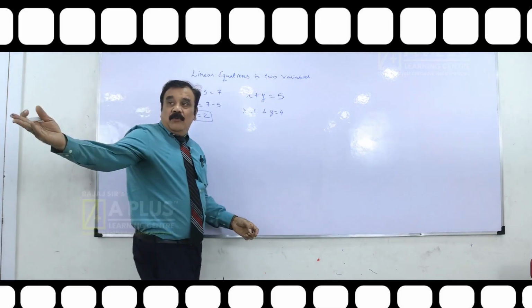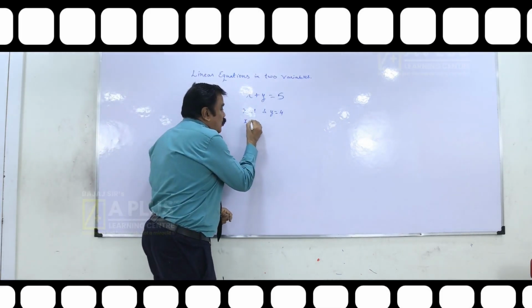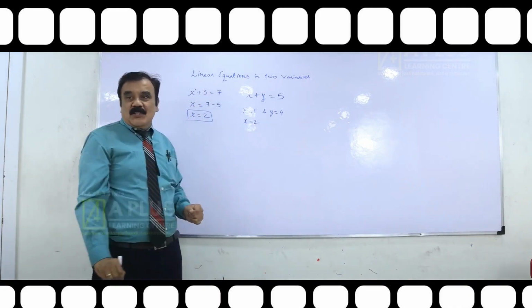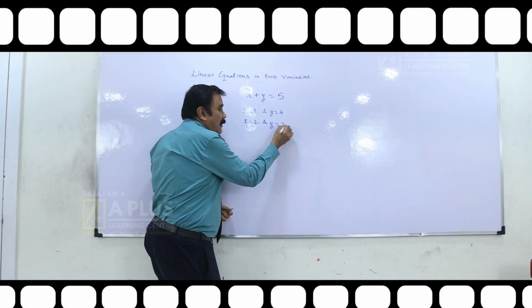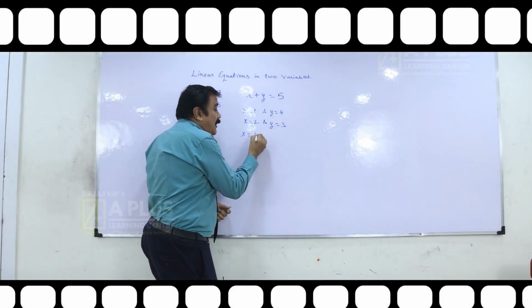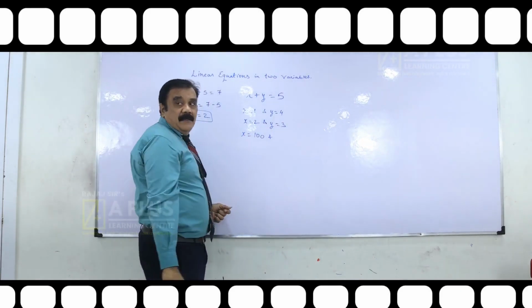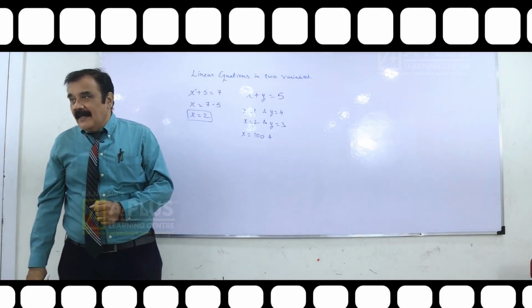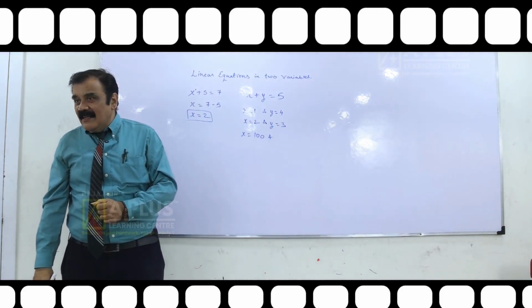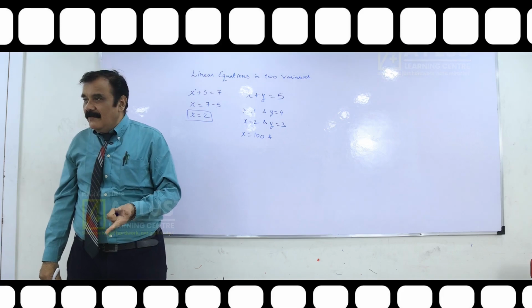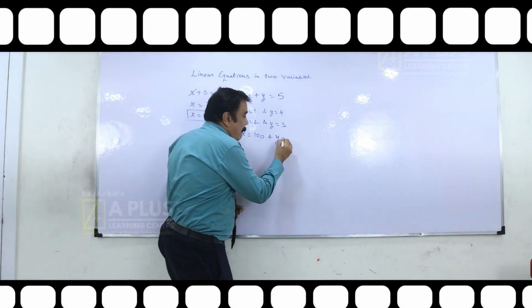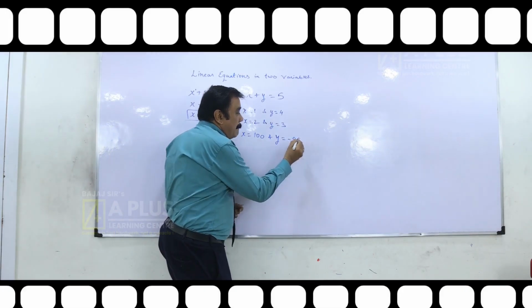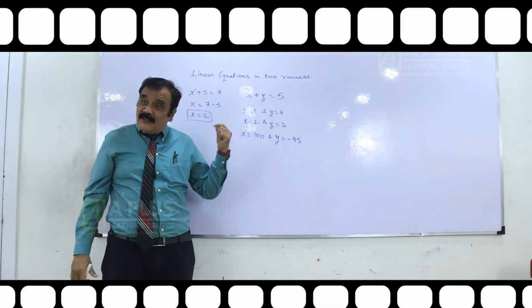No. You can say, sir, you take x is equal to 2. Yes or no? So what will be y? y is equal to 3. I can take x is equal to 100. Can I take x is 100? Yes. I can take x is 100 and y I will take minus 95. That also satisfies the equation.